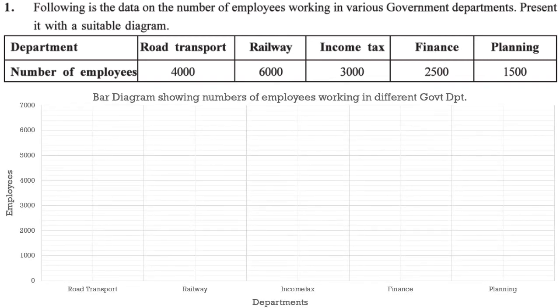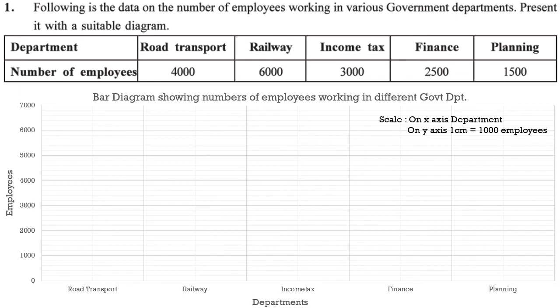We will start by drawing the diagram. On the x-axis are departments: road transport, railway, income tax, finance and planning. These are the number of employees. On the y-axis I have taken 1000 employees per centimeter. The title is bar diagram showing number of employees working in different government departments. Scale: on x-axis departments, and on y-axis 1 centimeter is equal to 1000 employees.